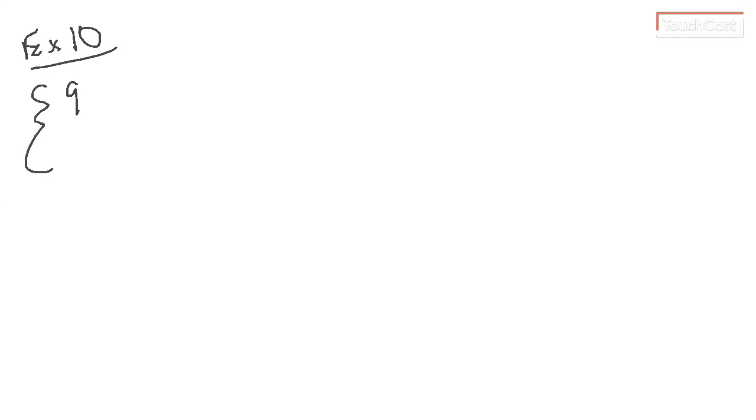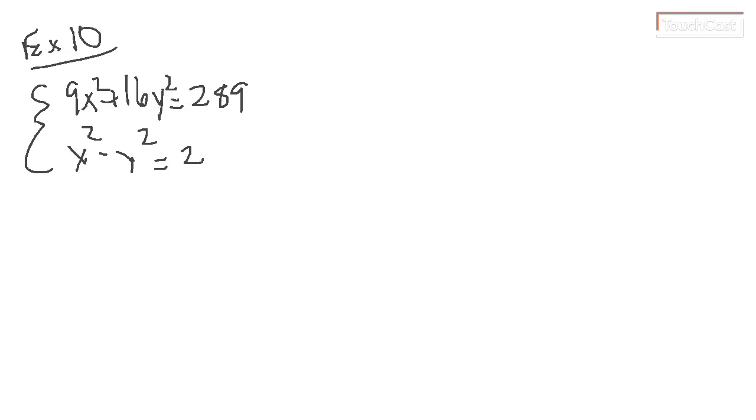9x squared plus 16y squared equals 289, and x squared minus y squared equals 21. Now in this case, every variable is squared. And there's a few different things we could do.